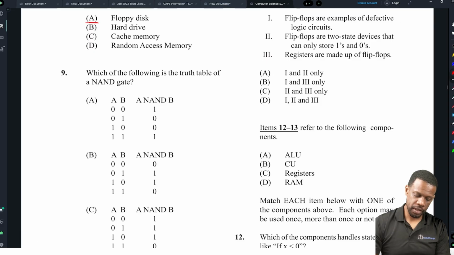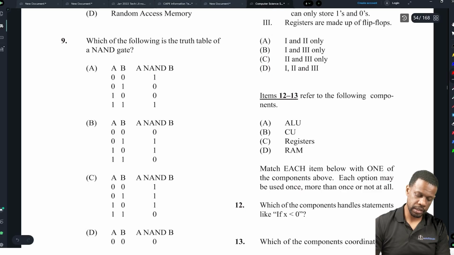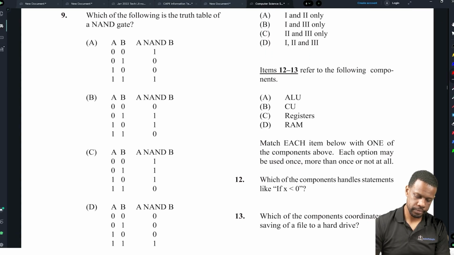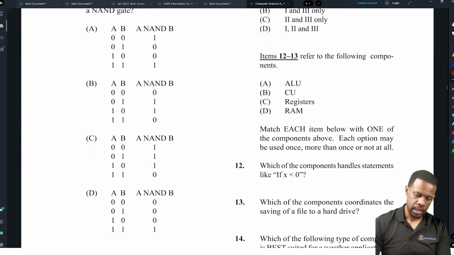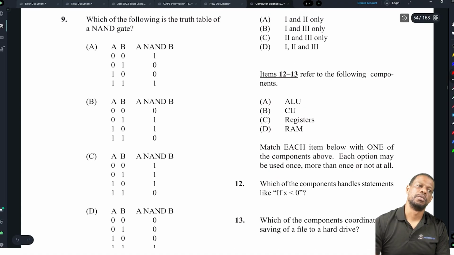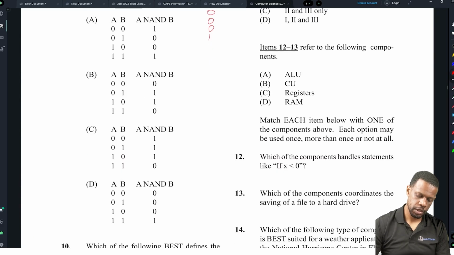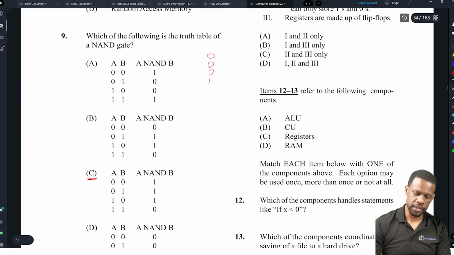Number 9, which of the following is the truth table of a NAND gate? Not AND. A NAND gate will be basically the opposite of an AND gate. An AND gate is 0, 0, 0, 1, because only 1 and 1 gives 1. So the opposite of that will be 1, 1, 1, 0. C. Yeah, not AND. So the opposite of what you would get from an AND gate.